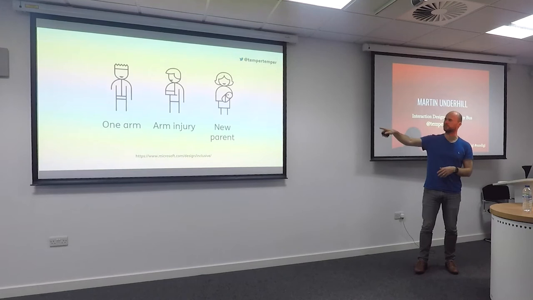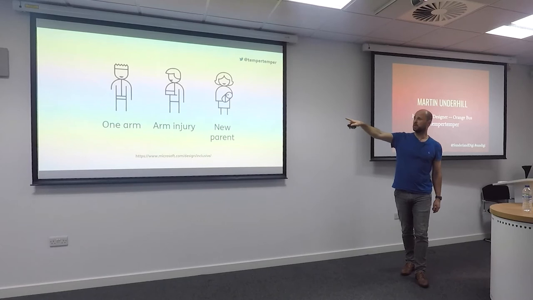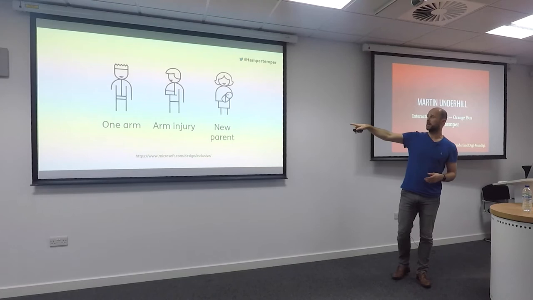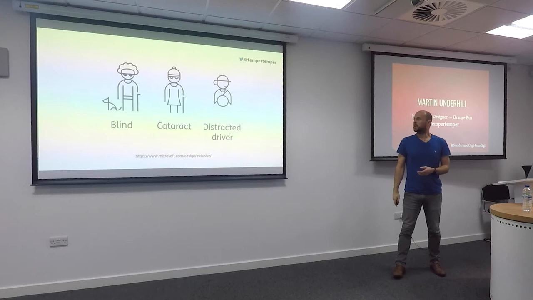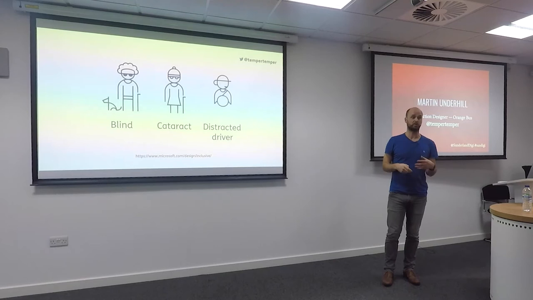So you've got the permanent on the left, temporary in the middle, and the situational on the right-hand side. This chap on the right has one arm, so that's permanent. The guy in the middle has an arm injury, so he's out of action temporarily. And this is a new parent who can't use one of her arms because she's got the baby in that arm. So at that moment, these people have effectively the same impairment. Same thing with non-sighted users. Might be somebody who is medically blind. Then you've got the middle ground where you've got somebody who's got cataracts. Then you've got this distracted driver. They can't look at your content, so they have to have it read to them in some way.